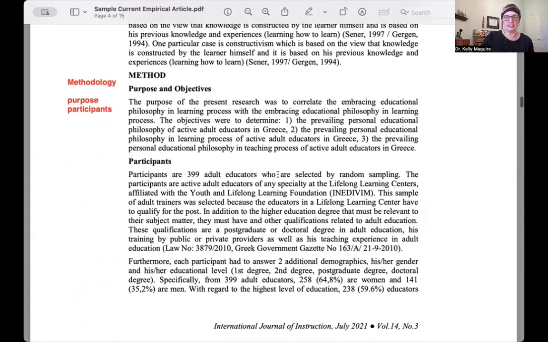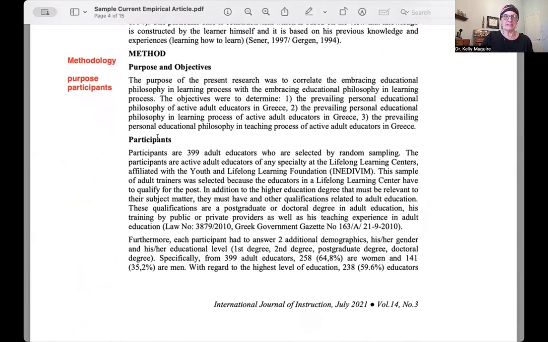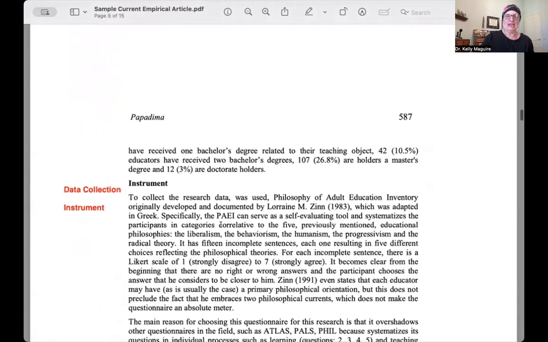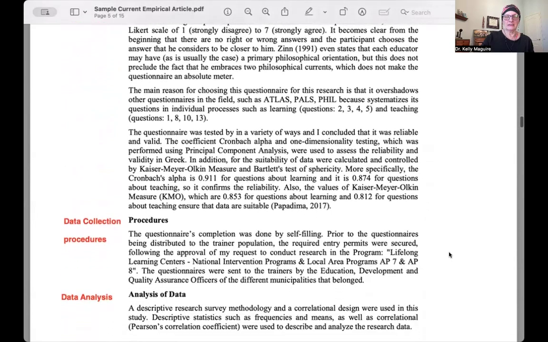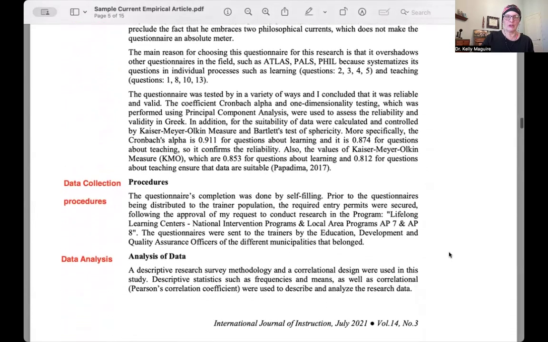Next is that methodology section. Got the purpose. We can see the participants. We can glance at this. We can see how many participants were in this study. And then we start getting into the data collection. So what instruments did they use? How did they collect that data? What were the procedures that they went through?